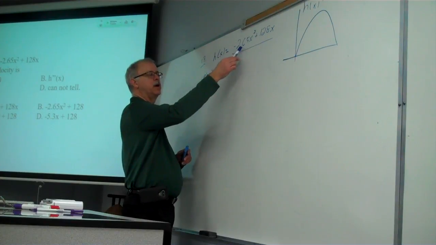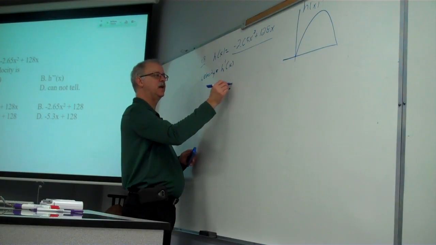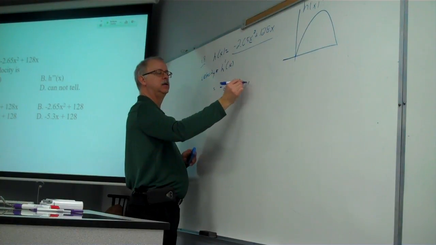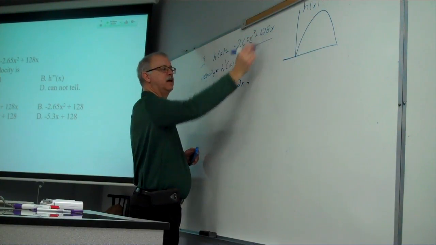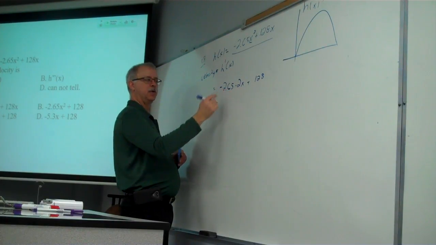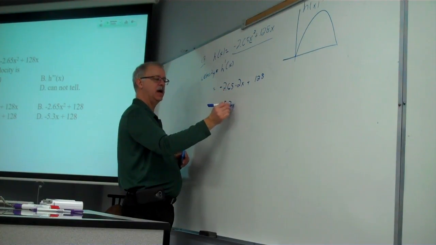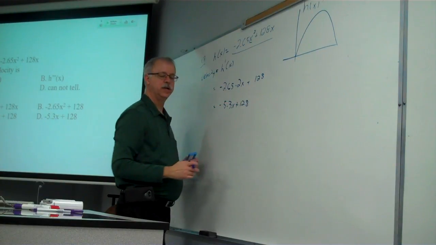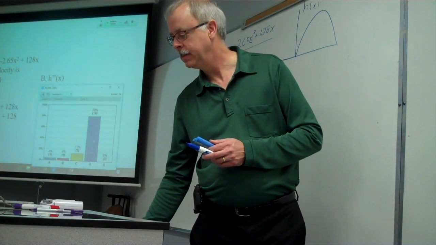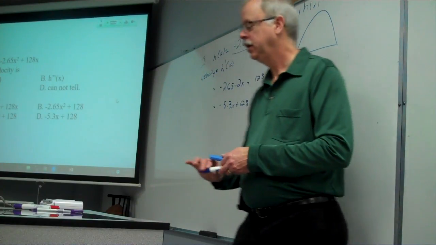We take the derivative term by term. So we've got negative 2.65, the derivative of x squared is 2x to the first power, and the derivative of 128 times x is just 128. And so doubling this, we do get negative 5.3x plus 128, which was d here. So we can compute the velocity.